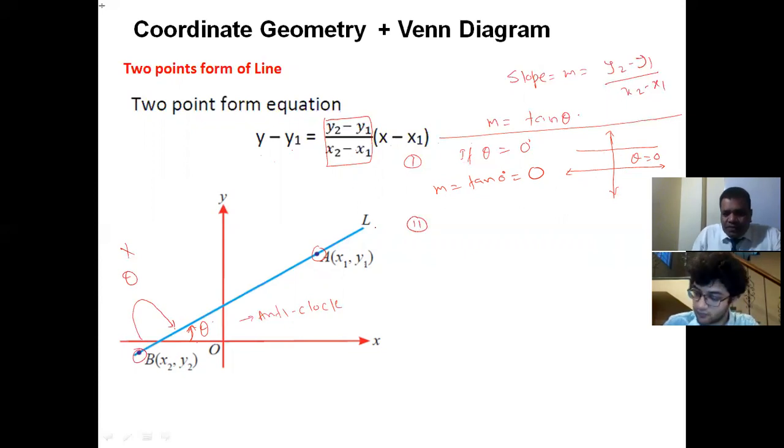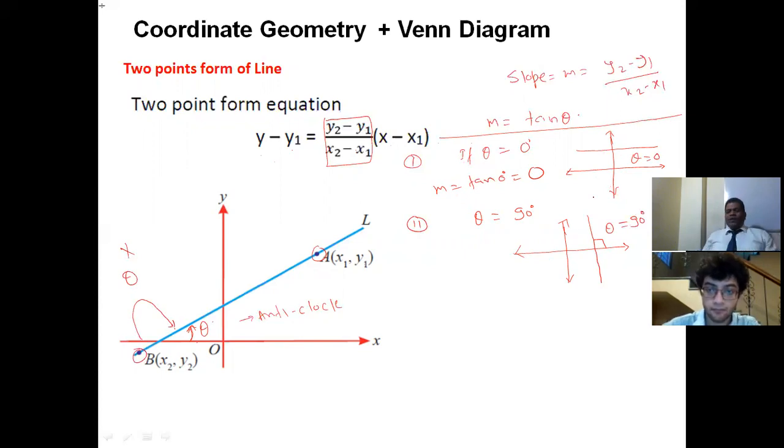Now we'll go to case number 2. When theta is equal to 90 degrees, what does it mean? The line is perpendicular to the x-axis because I'm saying 90 degrees. So this is the coordinate axes, and the line is something like this because it is perpendicular. So theta is equal to 90 degrees. What is the slope in this case? m is equal to tan theta. Keeping theta as 90, you know what tan 90 is? Infinity or not defined. Correct. So we can say the slope m is not defined.